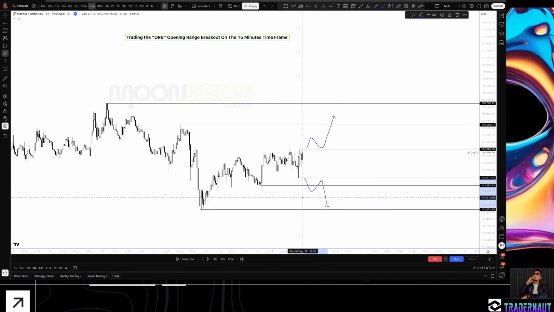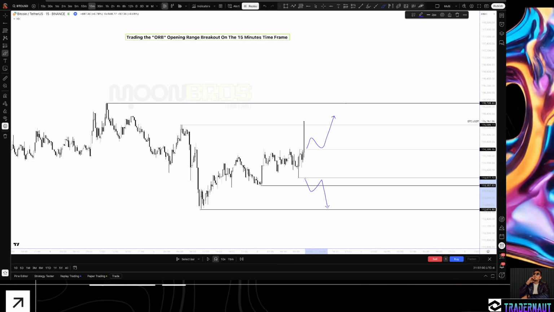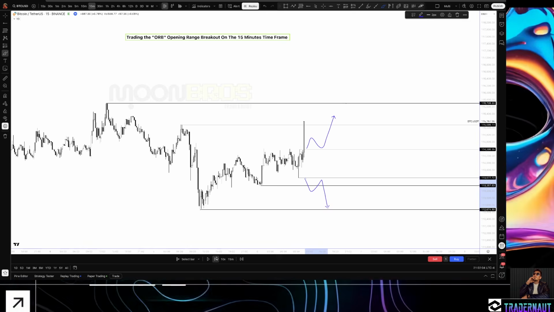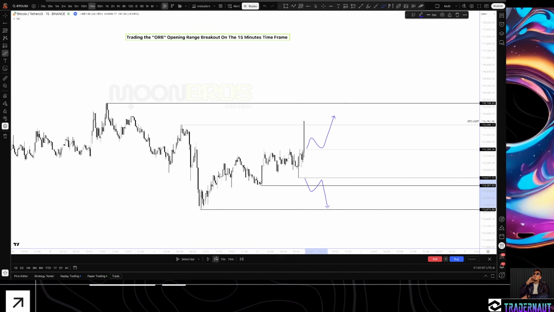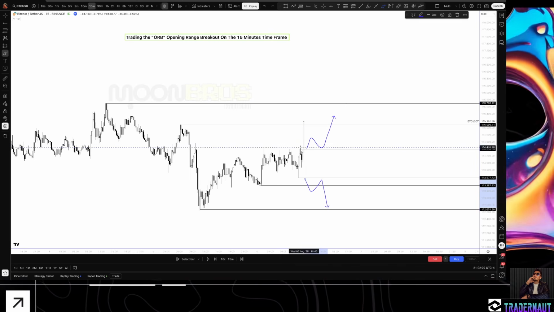Continue to wait. This is 10:30. Boom! What do we see? Bulls came in, right? They finally broke out. If you're a scalper, aggressive, this is your play. That's why it's called the breakout.